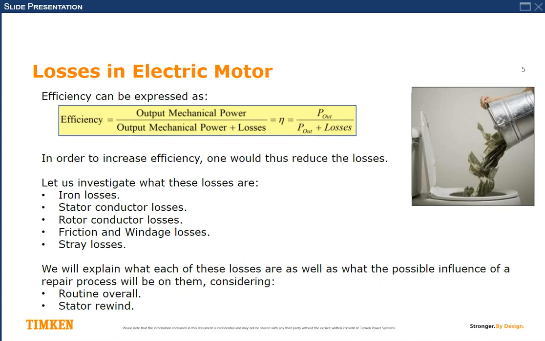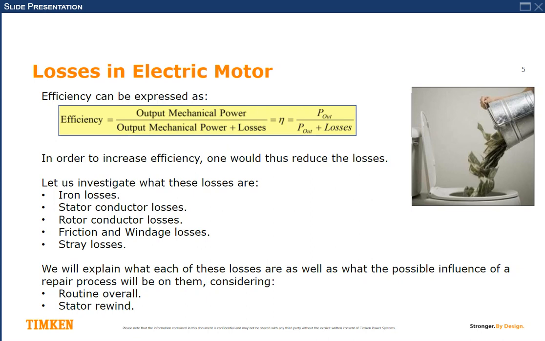Now, the losses in an electric motor can be defined as the iron losses, the stator conductor losses, the rotor conductor losses, friction and windage losses, and stray load losses. And on the right-hand side, you'll see a picture of it literally dumping money down the toilet. When the losses go higher, it's money wasted. The losses get translated into mostly heat, which is also a problem because often in a plant we need to get rid of it. We will explain each of these losses and how they are influenced by the repair when we look at two specific repair conditions, which is quite common.